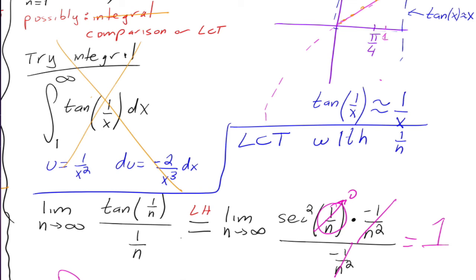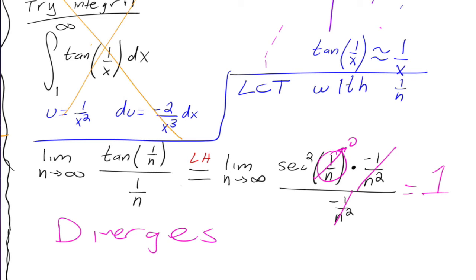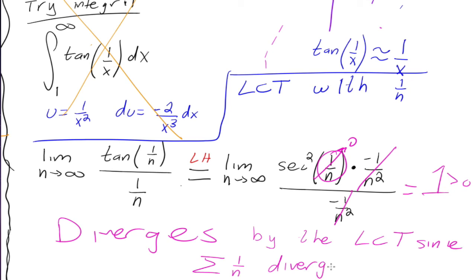So what did we have to do after we got 1? Well, remember, if this is greater than 0, so 1 is greater than 0, then that means they either both converge or both diverge. So it diverges by the limit comparison test since the series 1 over n diverges. So we compared it to a divergent series.